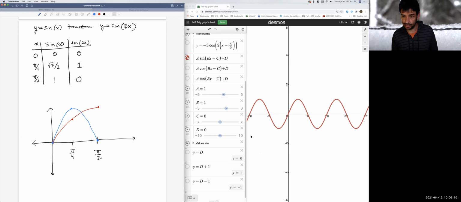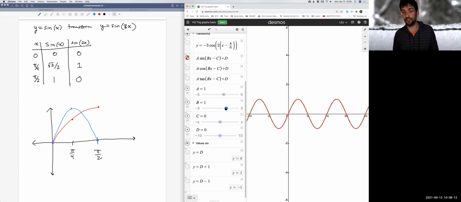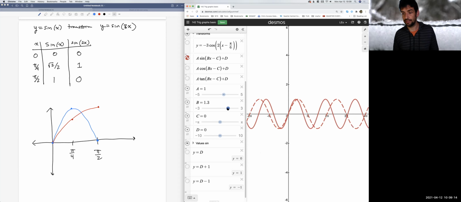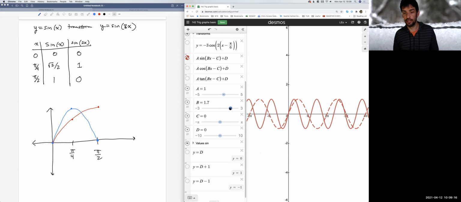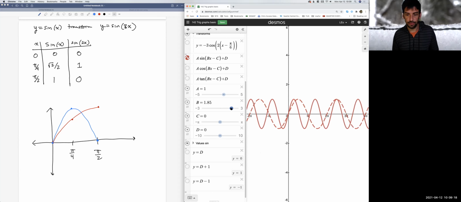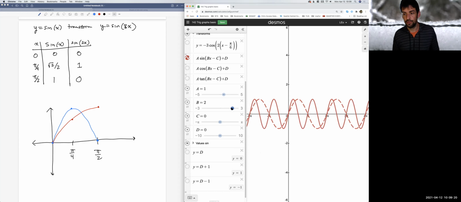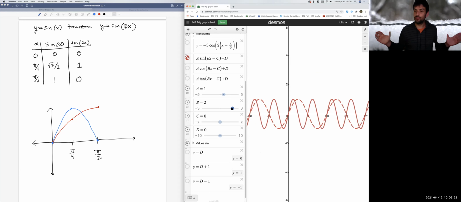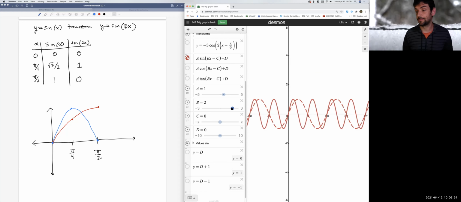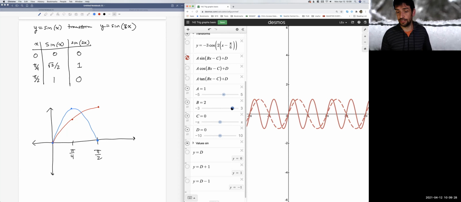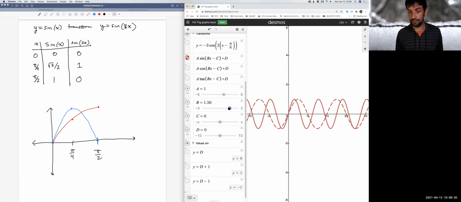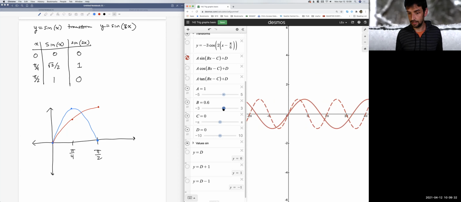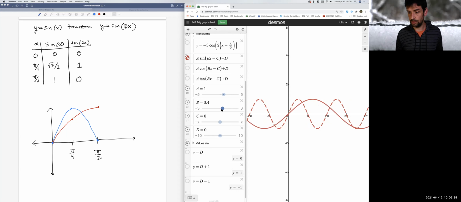So let's look at our graph over here. As I change the b value, in this case, I'm making it bigger. So what did I change it to here? 2. We've compressed the whole graph. We've squeezed it in, okay? Values that were far away are now getting closer to the y-axis. If I make it less than 1, we start stretching it out.